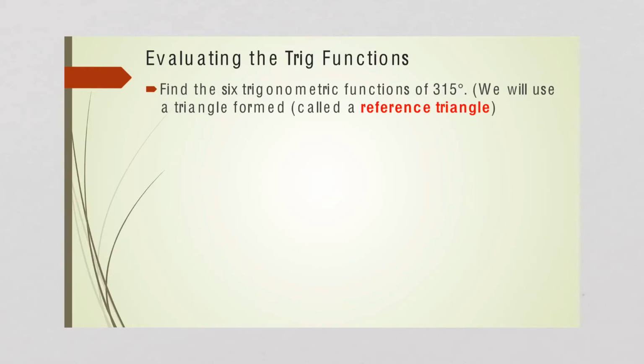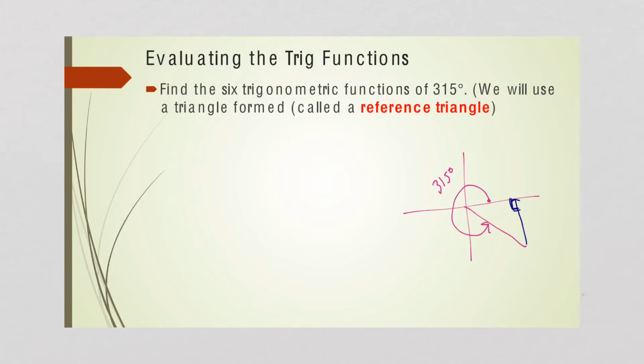Now, evaluating trig functions. So find the 6 trig functions of 315 degrees. Alright, so first I would once again go back and draw my picture. I know 315 degrees is here. If I start at 0, I go this way, I know I traveled 315 degrees. We need to use what's called a reference triangle though. So we always draw our triangle up to the x-axis.